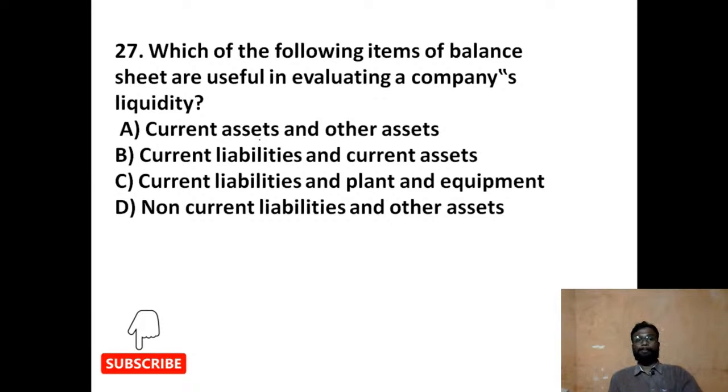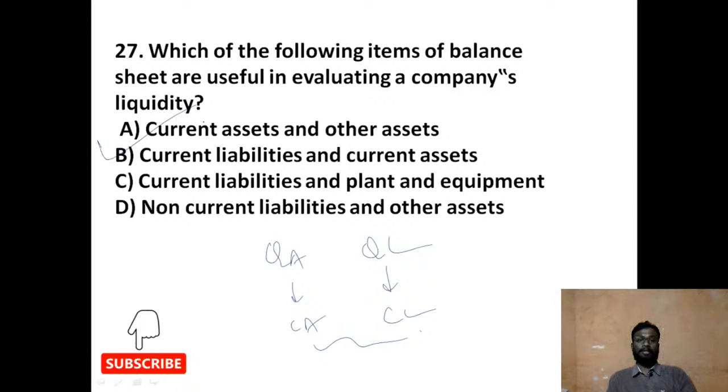So generally, in order to evaluate the company's liquidity, current assets and current liabilities will be considered. Liquidity generally deals with quick assets and quick liabilities. Quick assets will be dealt by the current assets, quick liabilities will be dealt by the current liabilities. So current assets and current liabilities will evaluate the company's liquidity.